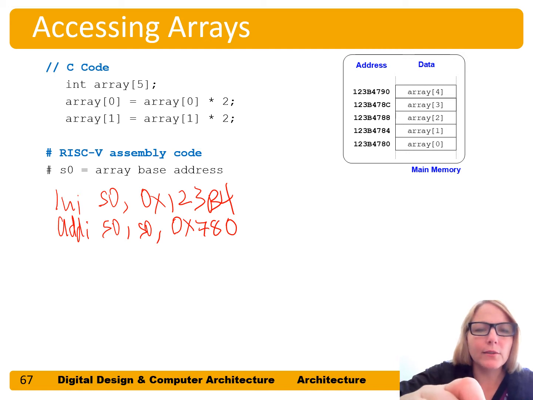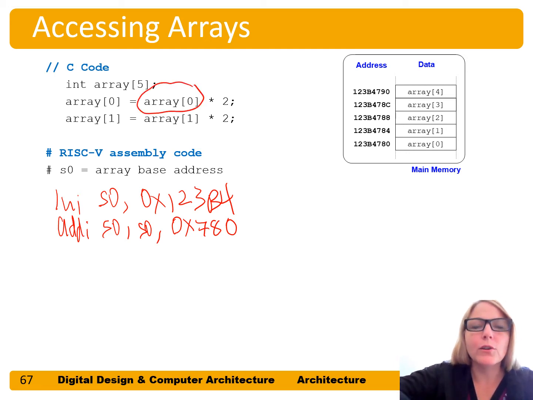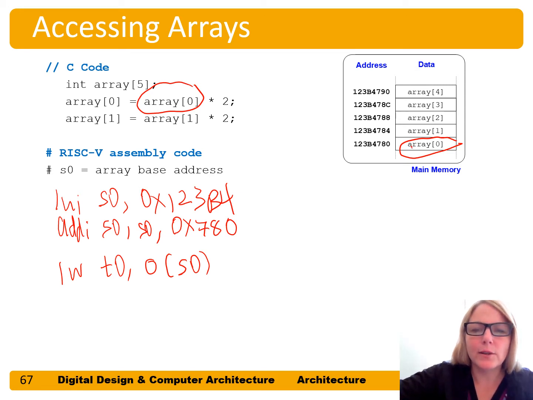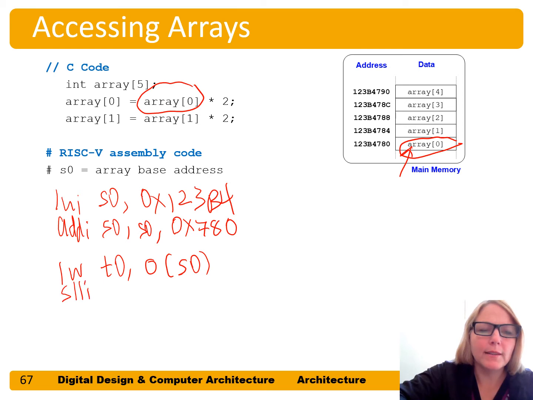And so the first thing we need to do is load the value currently in array sub 0. And so we're going to load word into somewhere, let's say T0, 0 plus the base address, S0. So now T0 has the data, it's not shown here, but whatever data is held at that memory address. And we want to multiply it by 2, so we're going to shift left logical immediate T0 by 1 bit, which multiplies it by 2.